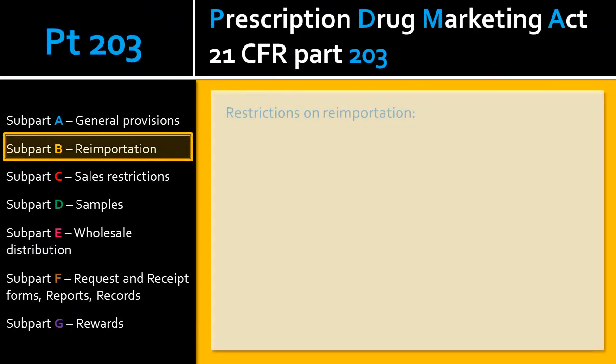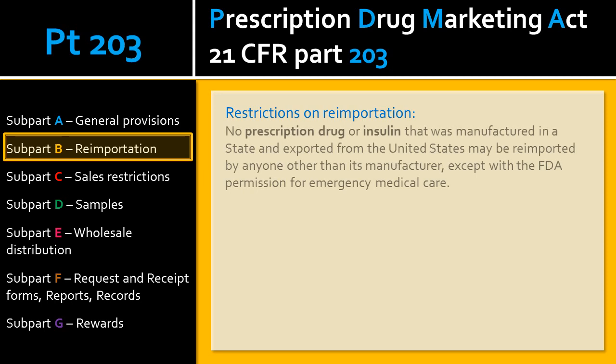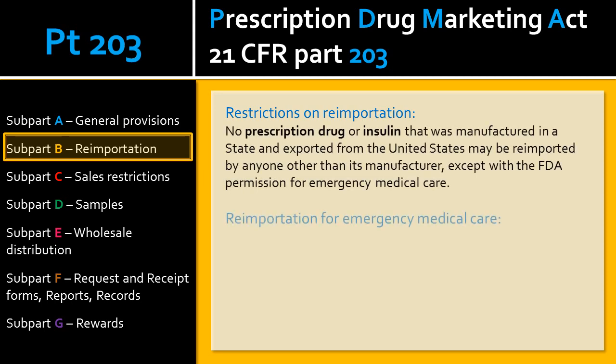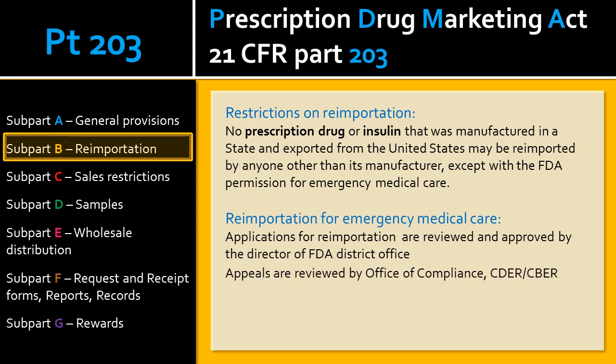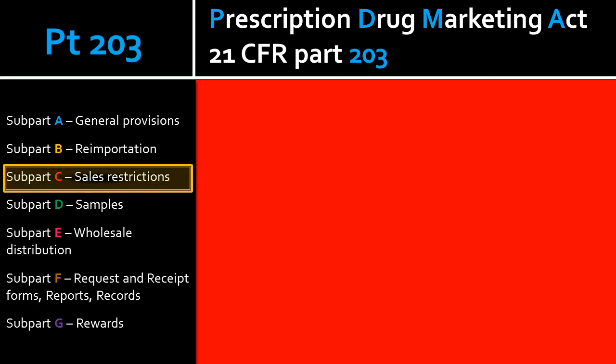Subpart B details restrictions on reimportation of prescription drugs. No prescription drug that has been manufactured in a state and exported from the United States may be reimported back by anyone other than its manufacturer. There is an exception for emergencies. Applications for reimportation are submitted to and reviewed by the Director of the District FDA Office.